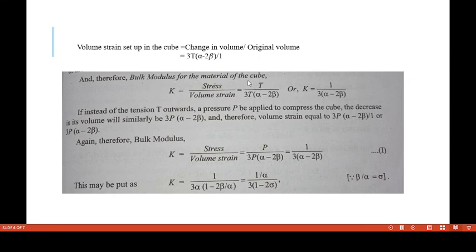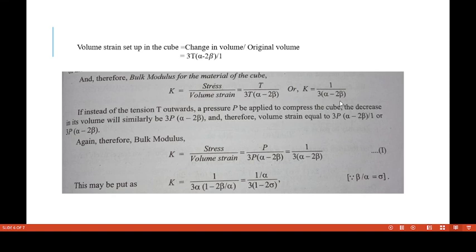Now the bulk modulus will be stress upon volume strain. The stress is the force upon area. Force is T here, area is 1 unit, so it will be T by 1, which is T itself. The volume strain is 3T times alpha minus 2 beta, which is substituted here. Now the bulk modulus can be obtained from here, since T cancels.